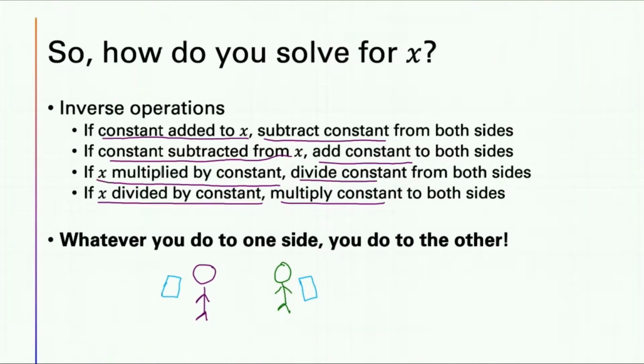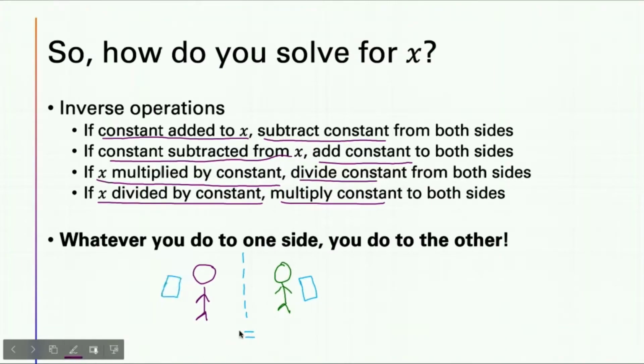But there's a problem. How do you differentiate which side is which? How do you establish in math that you and your sibling are not the same person? Well, the separator is the equal sign.